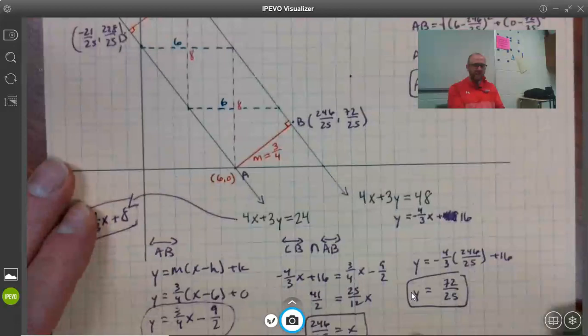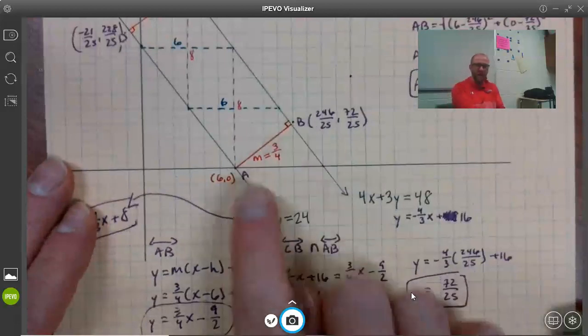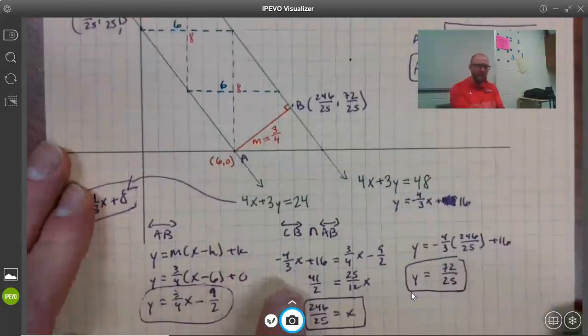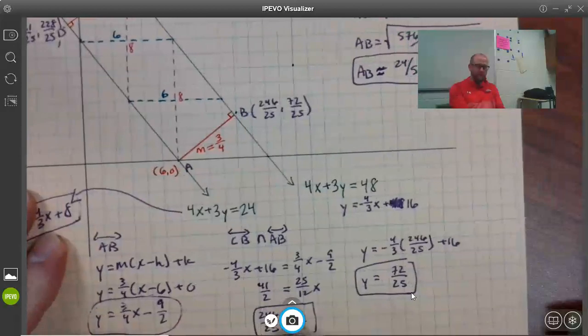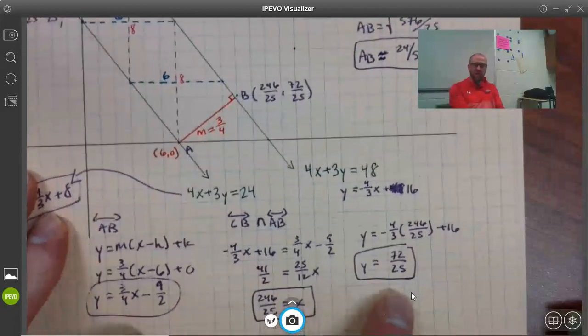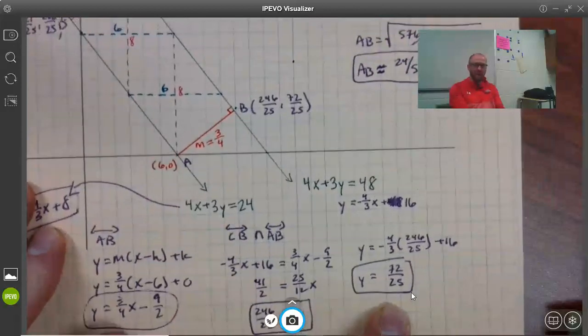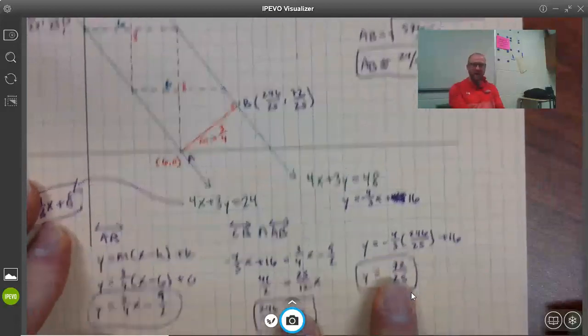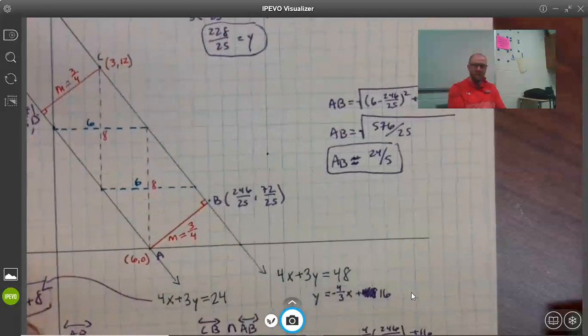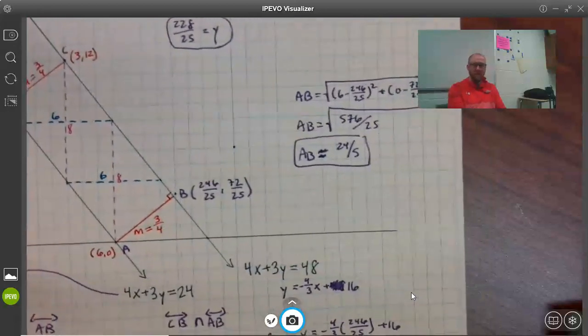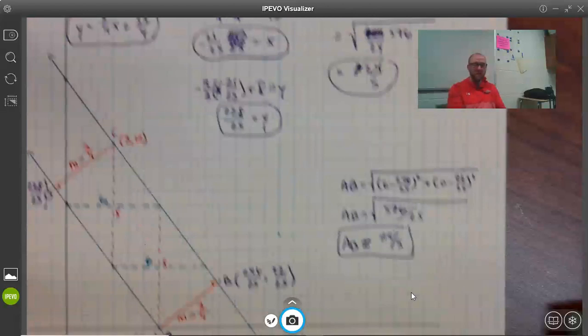So again, we found the equation for AB. And then we found the place where they intersect by setting the two equations equal to each other. First we solve for x, then we plug that x value in, and we get y. And then once we have an x and a y, we can plug them into the distance formula over here and find the distance between them. And that's the distance between the two lines.